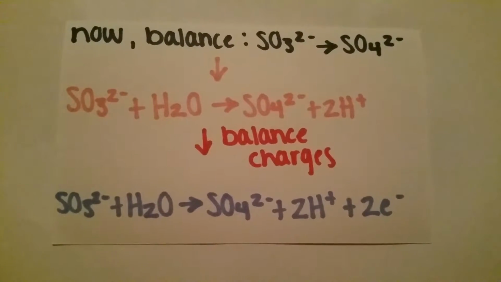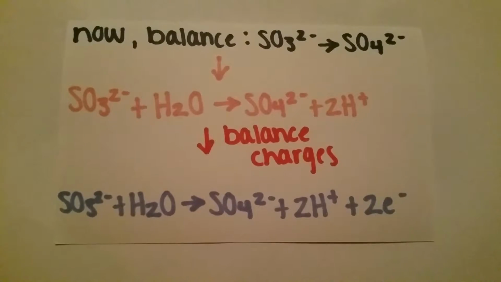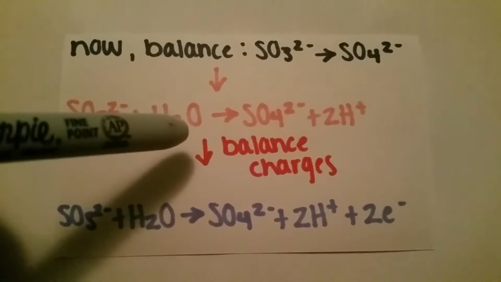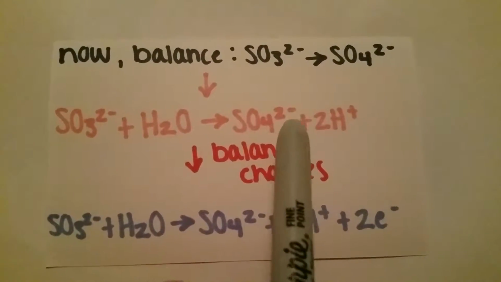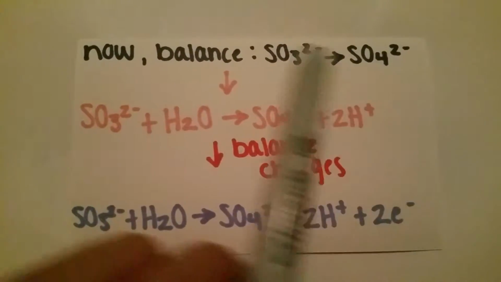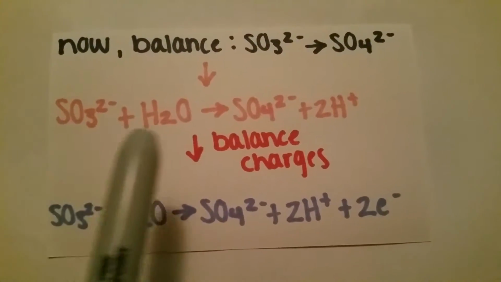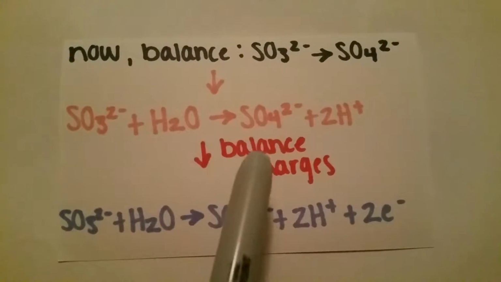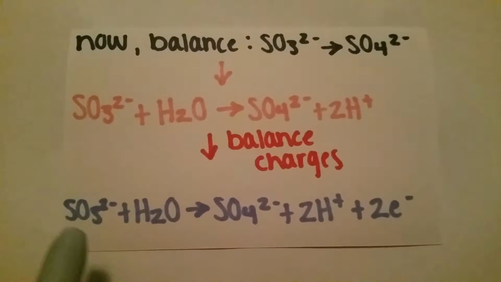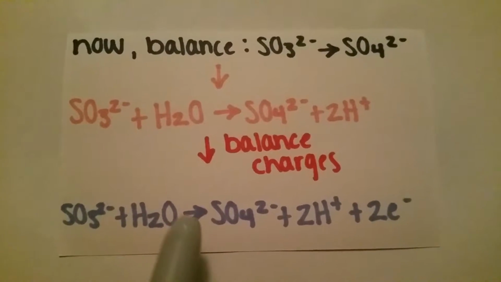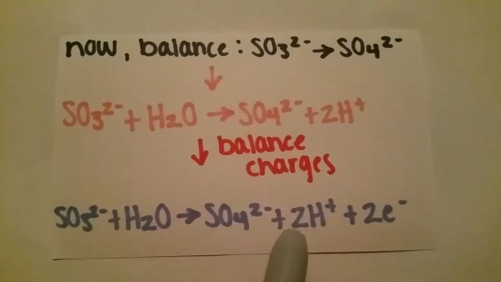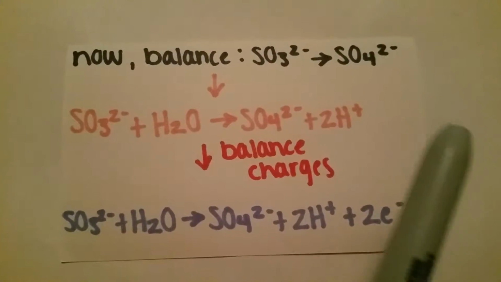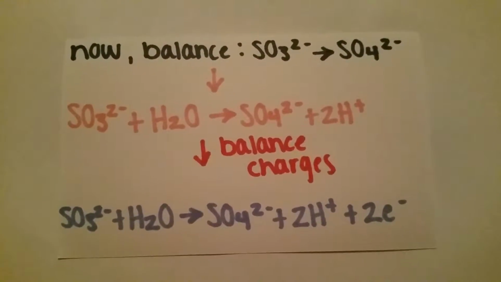Now we need to balance SO3 2 negative yielding to SO4 2 negative. So we look at the same thing: SO3 2 negative plus 1 water yielding to SO4 2 negative plus 2 H ions will balance the equation. Because we needed 1 oxygen here, we needed to add it, therefore we used the water. Now we need to balance charges. So SO3 2 negative plus H2O yielding to SO4 2 negative plus 2H plus 2 electrons. Now we have the correct number of electrons, charges, and atoms on both sides.